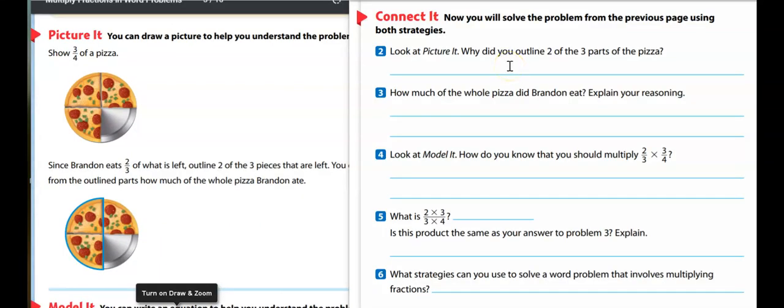All right, boys and girls, so now you will solve the problem from the previous page using both strategies. So let's look at number 2. It says, look at picture it, which is right here. This is what your previous page has. Why did you outline 2 of the 3 parts of the pizza? So that's right here. So why did we outline 2 of the 3 parts of pizza? Go ahead and write that down in your own words.